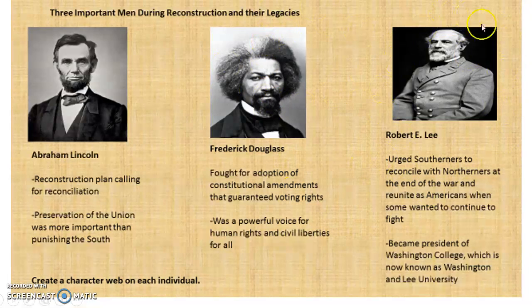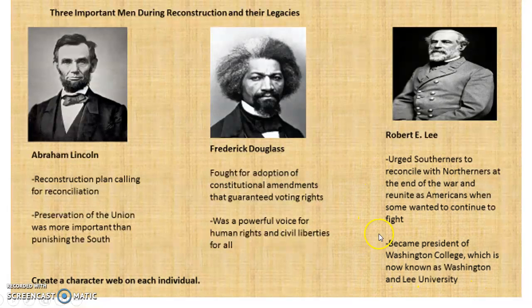Robert E. Lee, we talked about him, the great Virginian. He urged Southerners to reconcile with Northerners at the end of the war and reunite as Americans when some wanted to continue to fight. People in the South had a lot of bitterness towards the North after the Civil War. He became president of Washington College, which is known now as Washington and Lee University in Lexington, Virginia.